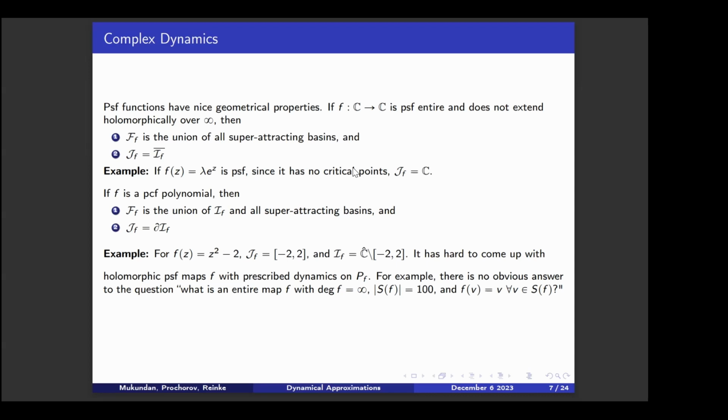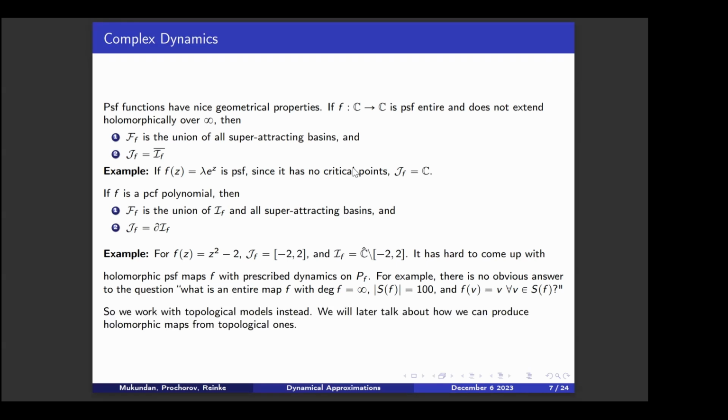It's just pretty difficult to find them, and in infinite degree there is no set algorithm to do this. One of the ways to do it is to work with topological models for PSF maps instead of holomorphic models, and then try to convert these topological models somehow into holomorphic models. Okay. So this is what we will look into later, and we will see how this theory helps us answer the approximation question that is the content of our main result.